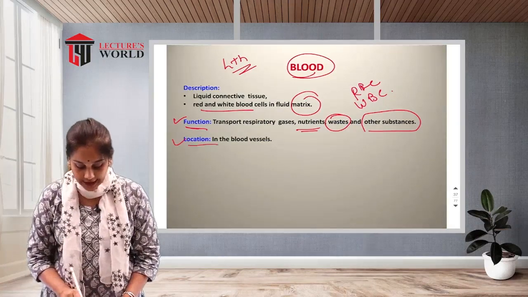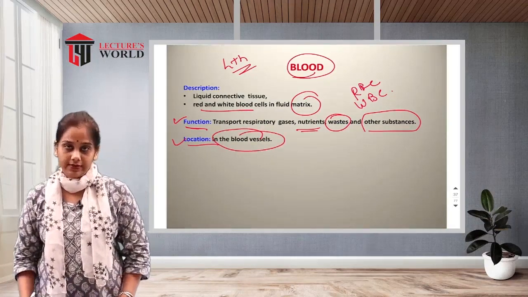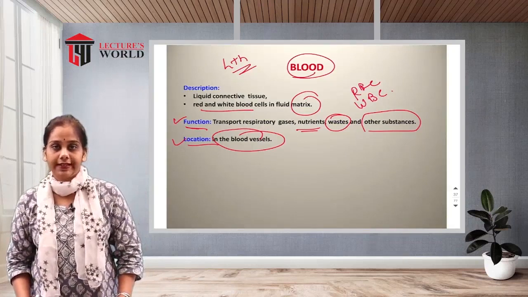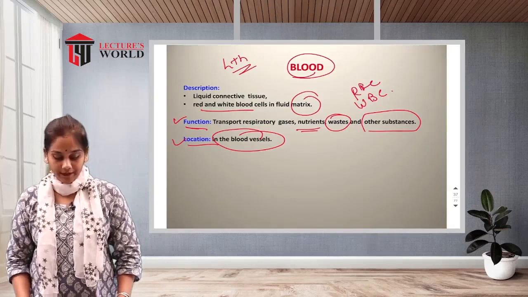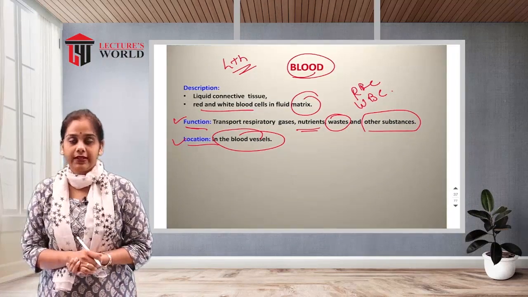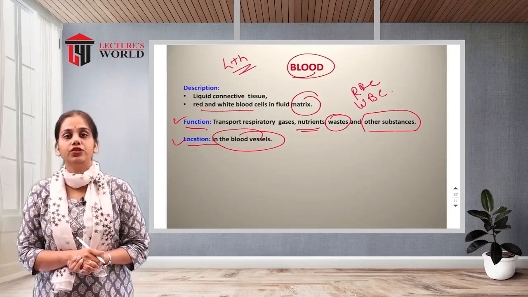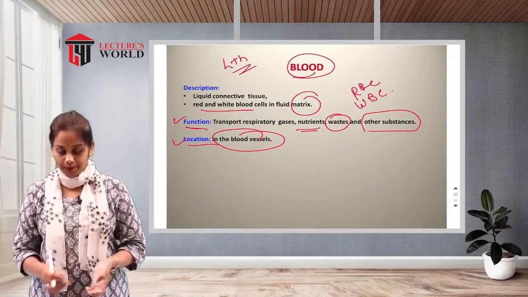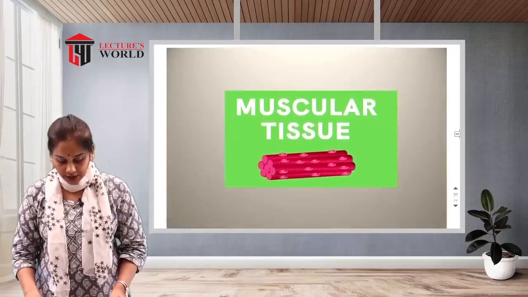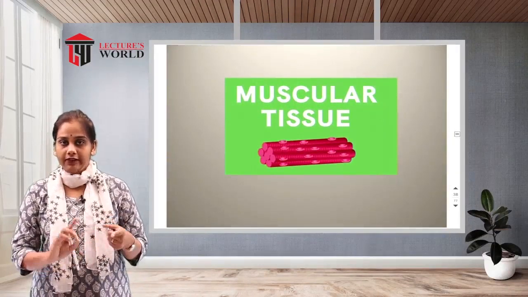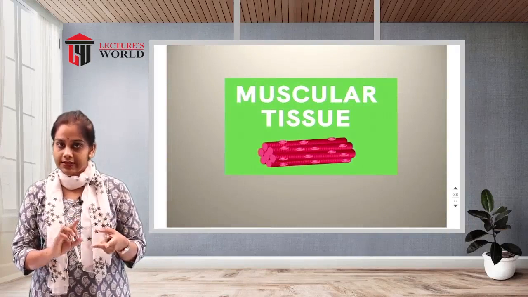Then where is it located? In the blood vessels. A major amount of blood is located in our body in the blood vessels. So this is the fourth type of connective tissue, that is blood. It is a very essential and vital portion of connective tissue. Now we have completed connective tissue, that is the second tissue. After epithelial tissue, the second one is connective tissue.